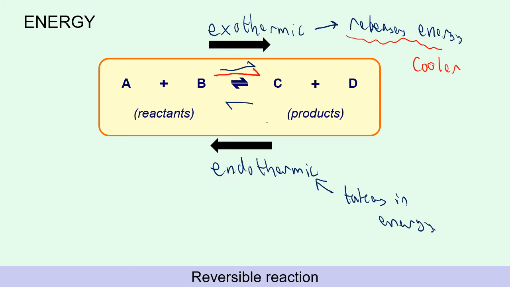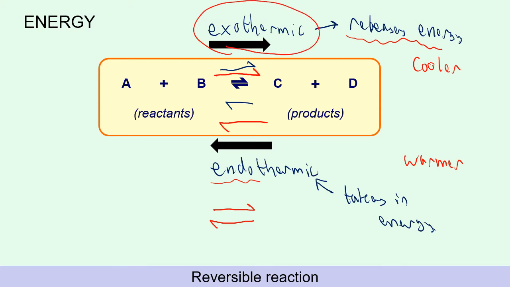However, if I wanted it to go this way and it takes in energy, well, what I could do is make it warmer and I could give it more energy to encourage it that way. So I can try and control which way it's going, so that if I want it to make the products, I can go that way, and if I want it to make the reactants, I can go that way. Right, pause there. Add on the bit about the fact that in one direction these reversible reactions will be giving out energy, and in the other direction they will be taking in energy.